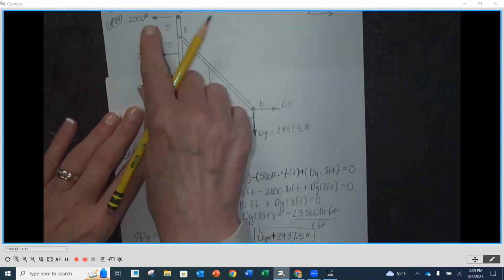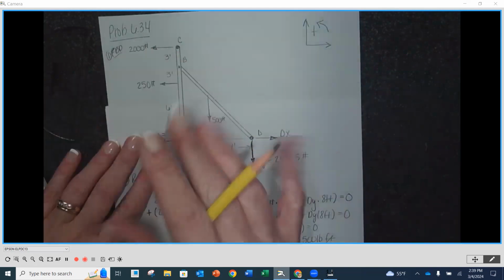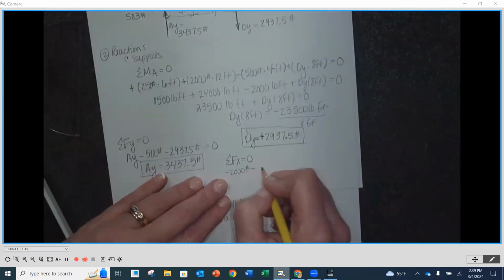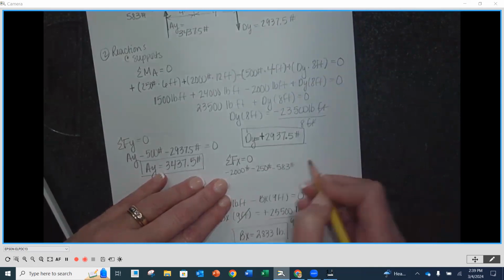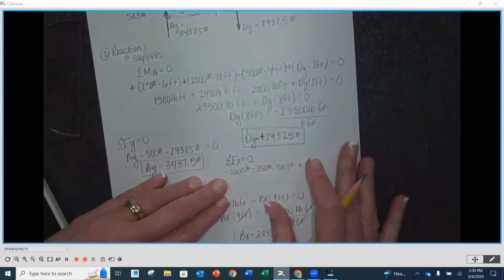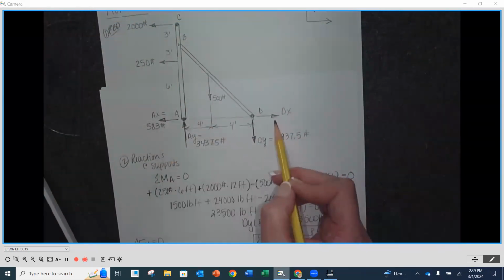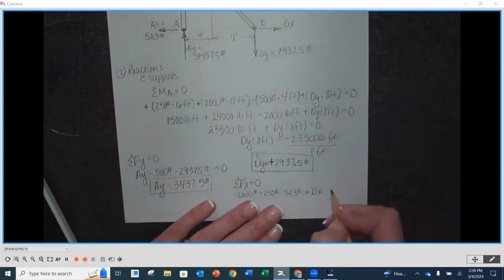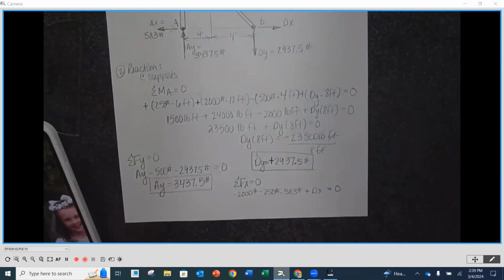So we have to make sure that we include the 2000 and the 250, and these are just going to be in the X direction. So negative 2000 pounds, negative 250 pounds, negative 583 pounds, and a positive DX, right? That's our only positive X direction. Negative, negative, negative, positive. I'm kind of small down here. Set that equal to 0. So that's my sum of my forces in the X on the left-hand side. And it looks like we've assumed the correct direction for DX, but now we just have to add these all together.